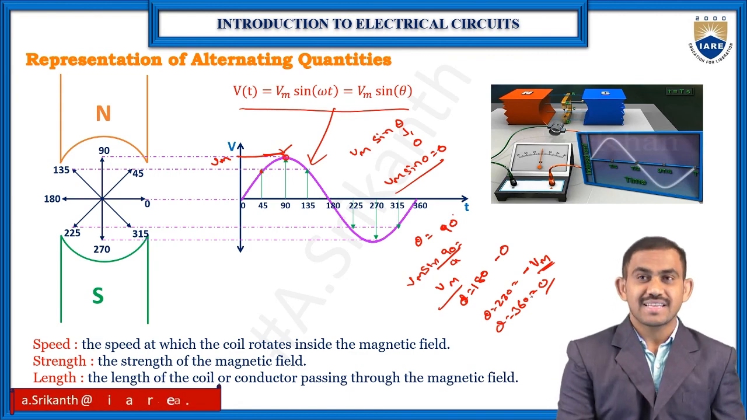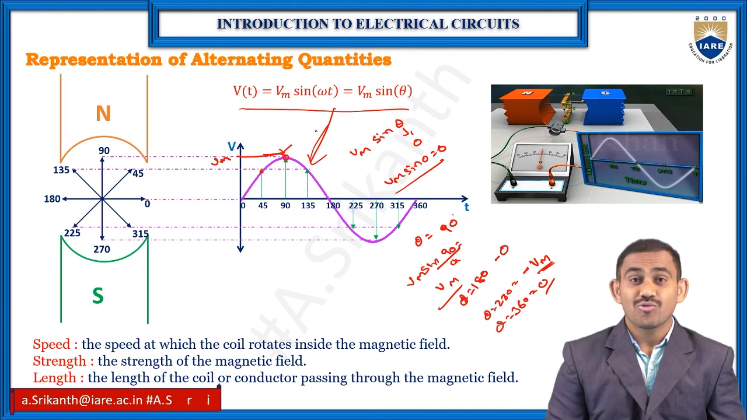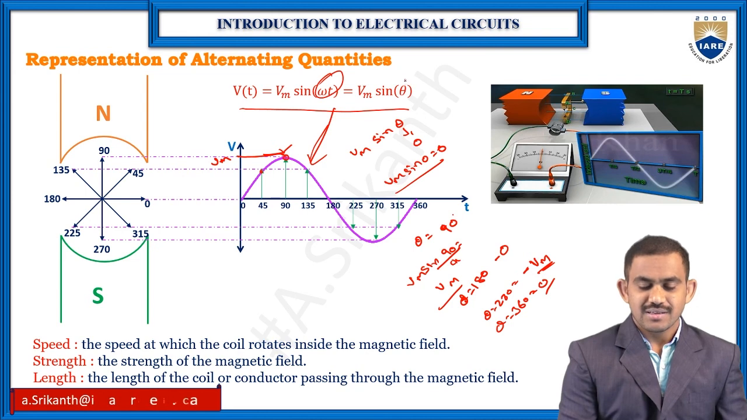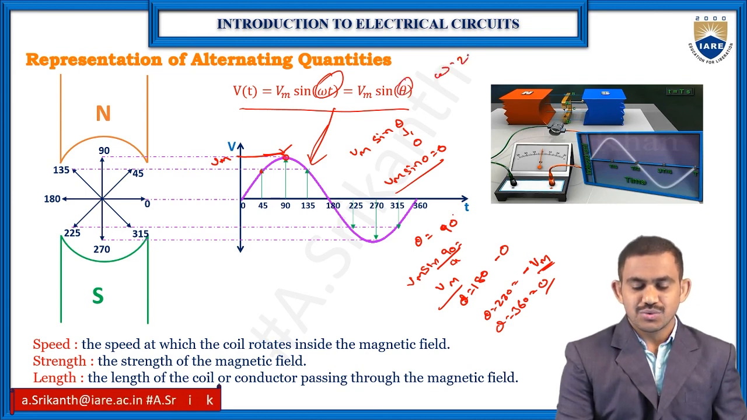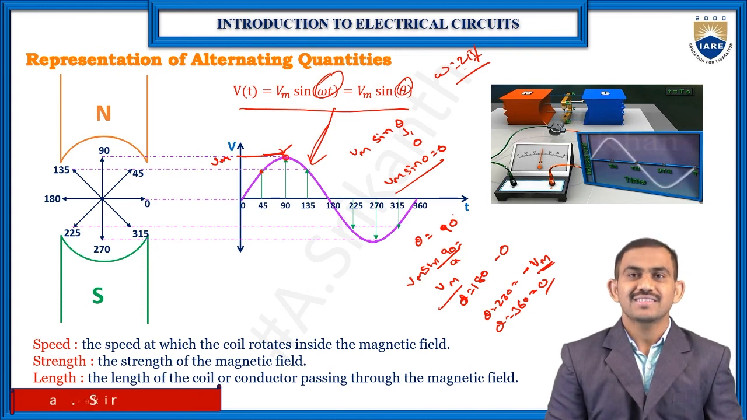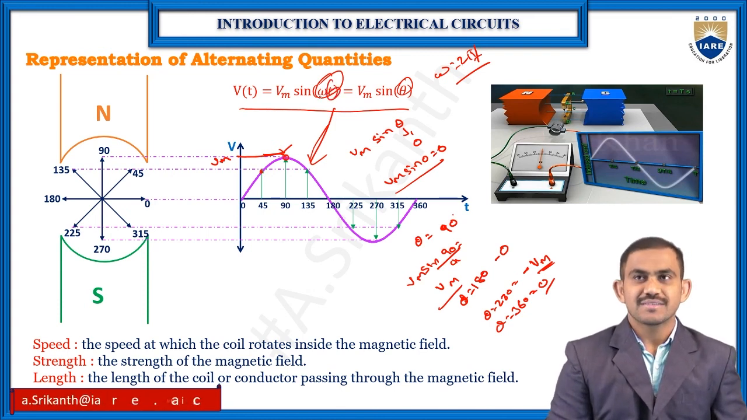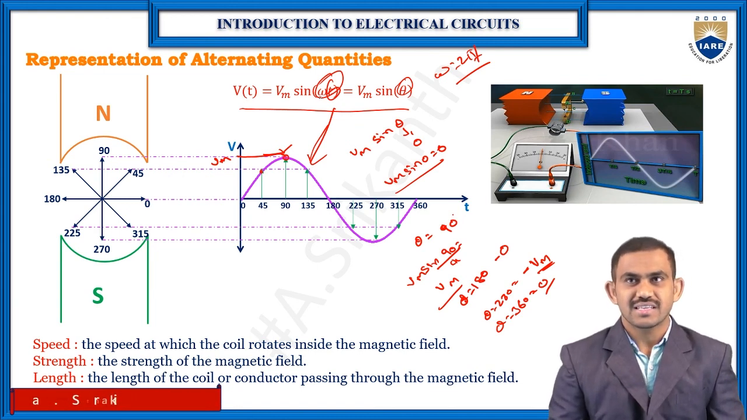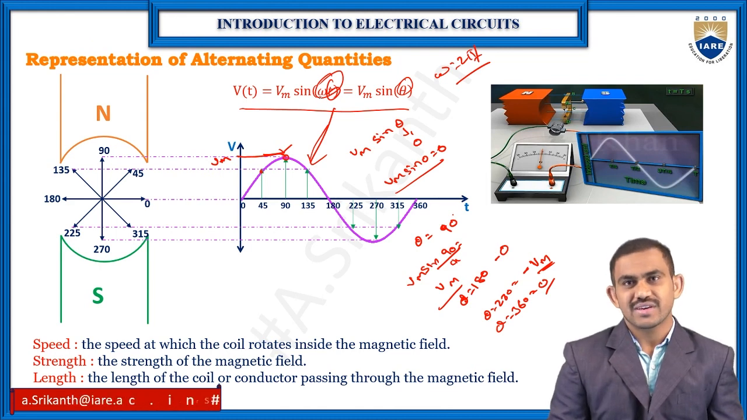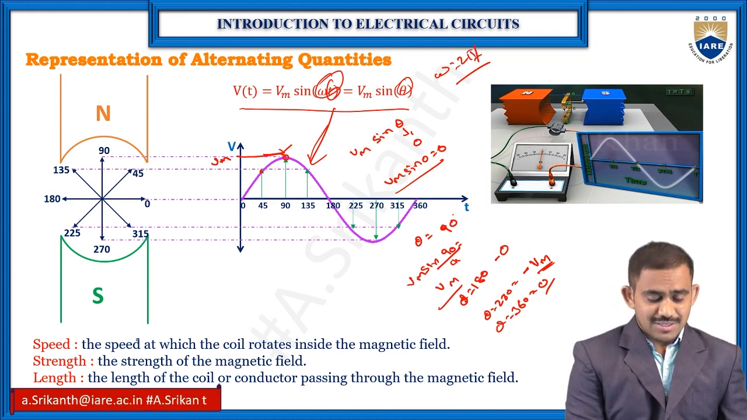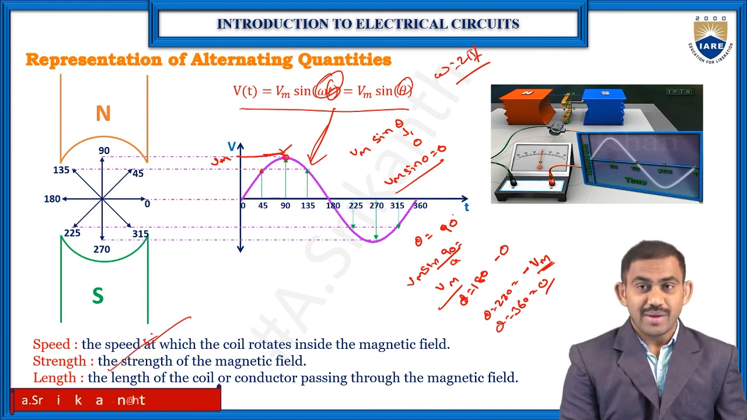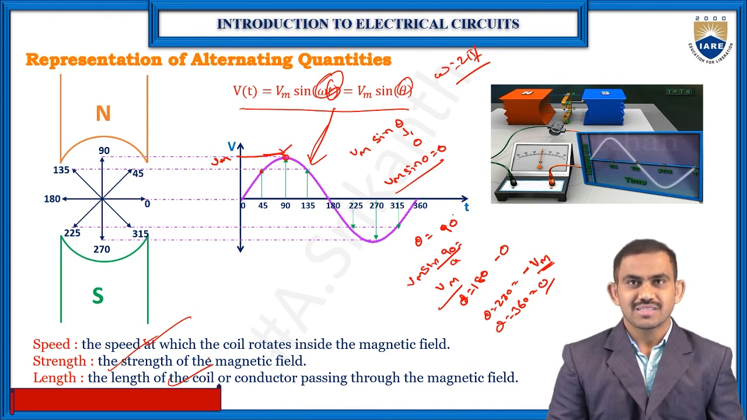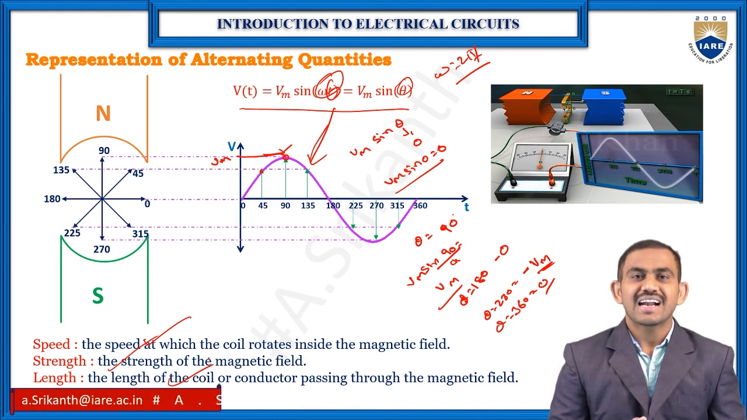For this sine wave, you can write the equation Vm sin omega t or Vm sin theta. You can write the time period or theta. Here omega is 2 pi f, where T is your time period. So omega depends upon the frequency, and the same thing applies to theta. For different time periods, your waveform depends upon the speed, the strength of the magnetic field, and the length of your coil, which is nothing but the armature. So this is about the representation of your alternating waveform.